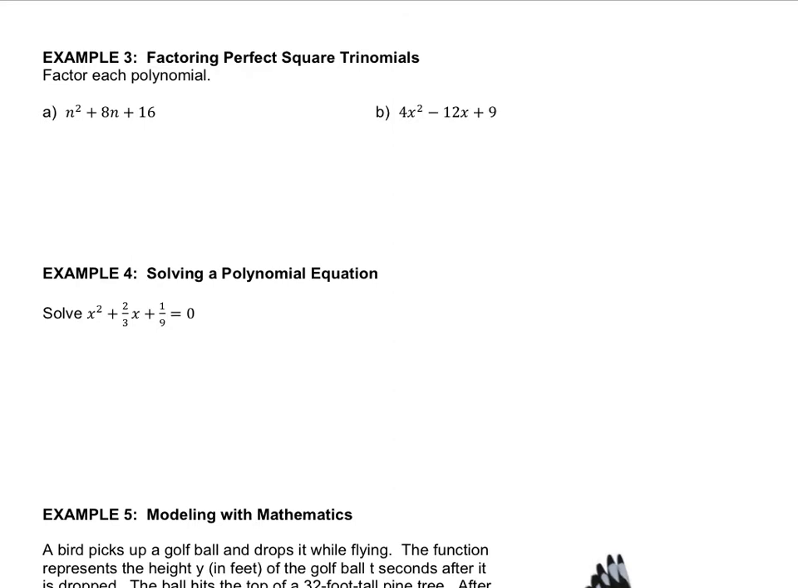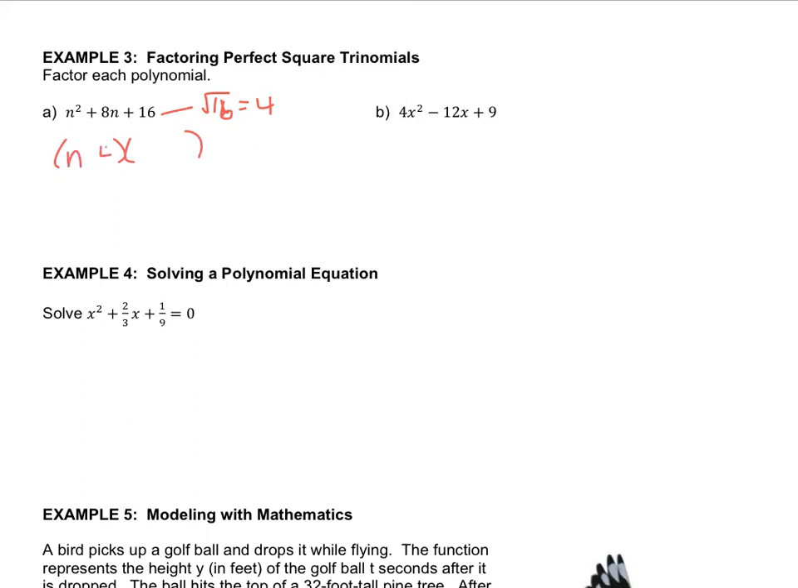So when the coefficients of A and C are perfect squares, then chances are you can use this technique. So what I'm going to do is first recognize that this is 1, which is a perfect square, and this is 16, which is a perfect square. So I can take the square root of 16, which is 4, and I know that 4 is my number that goes inside.